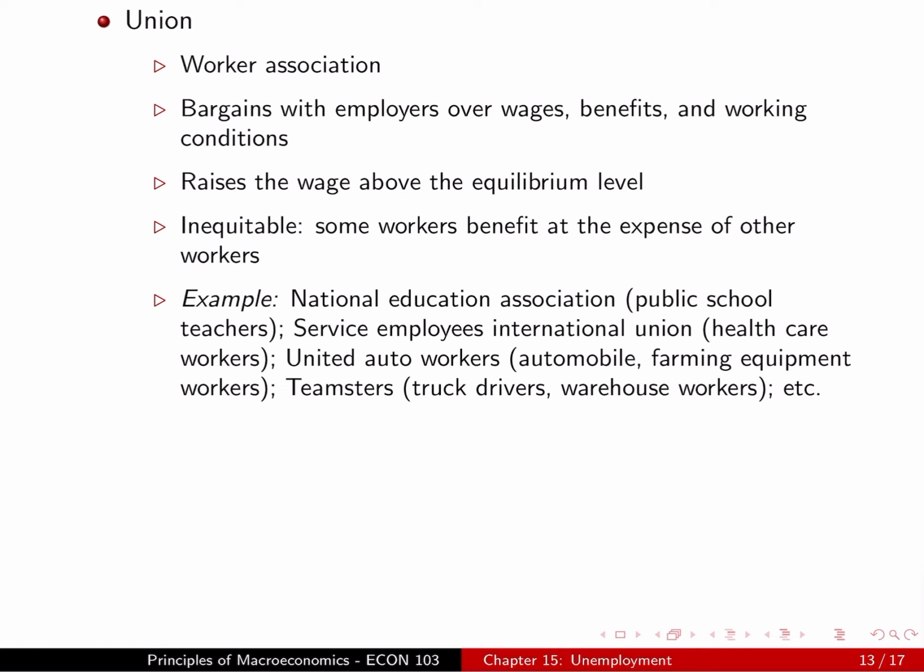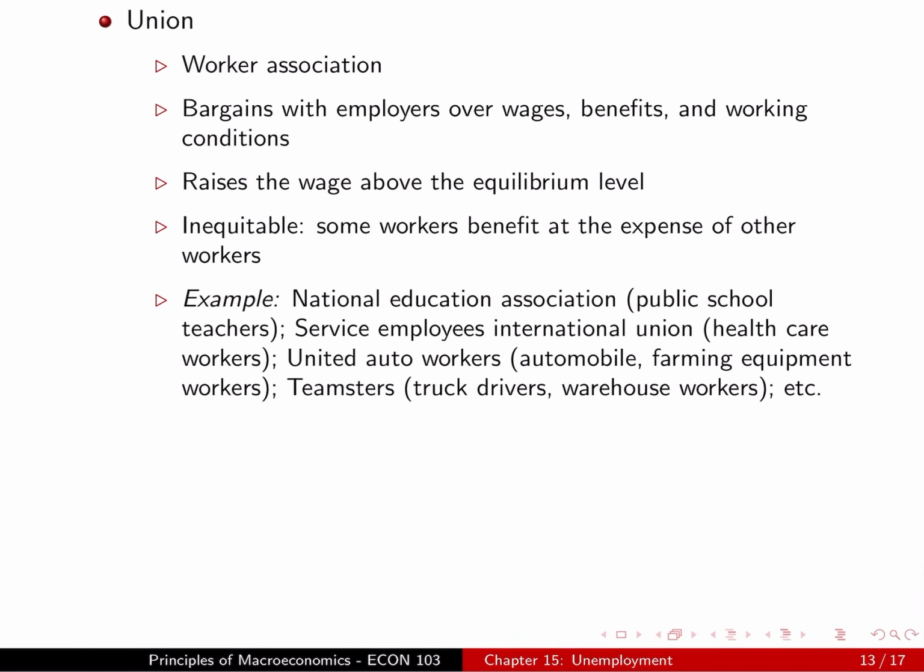This situation can occur due to the influence of labor unions, in addition to minimum wage laws. A union is a worker association that negotiates with employers over wages, benefits, and working conditions. They can cause wages to rise above the equilibrium level. However, unions can be viewed as inequitable because some workers benefit, such as those who keep their jobs with higher pay, while others lose out, especially those who may be unemployed due to reduced labor demand. Although unions play a smaller role in the U.S. economy today compared to the past, they remain quite prevalent in many European countries.